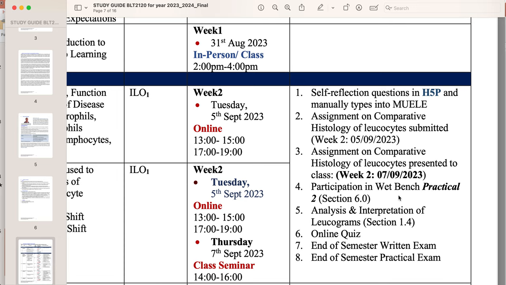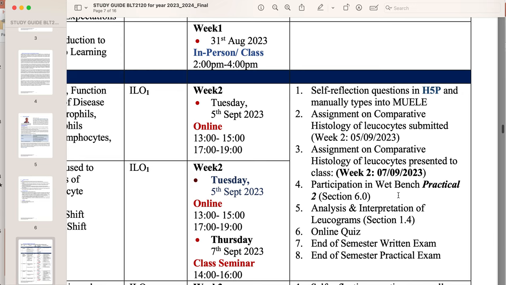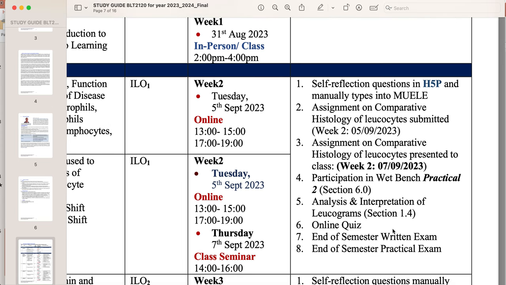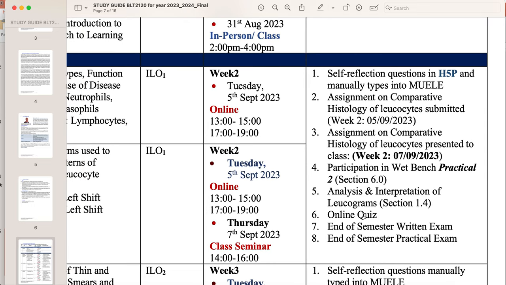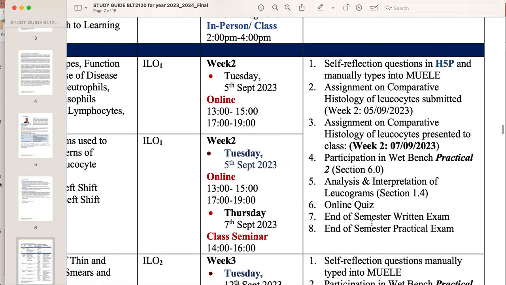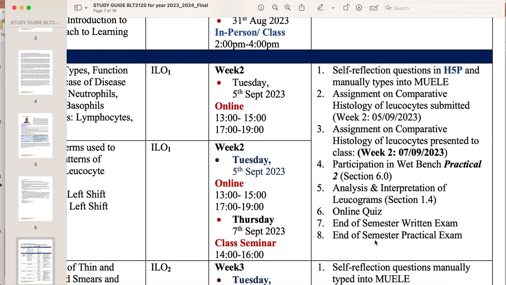Now they're going to have a practical, it's called wet practical 2. I assessed them when they interpreted the leukograms, that was later in another section, and we're still going to do an online quiz on these topics, an end of semester written exam and an end of semester practical exam.